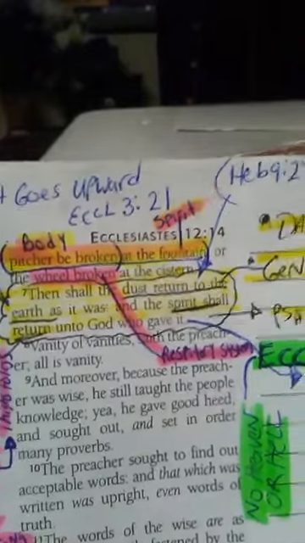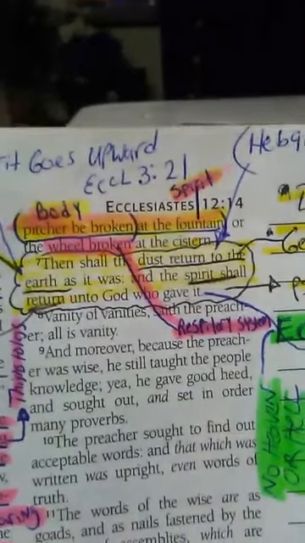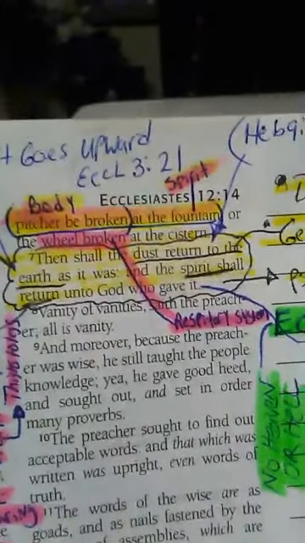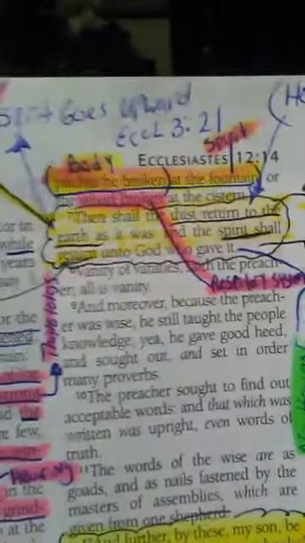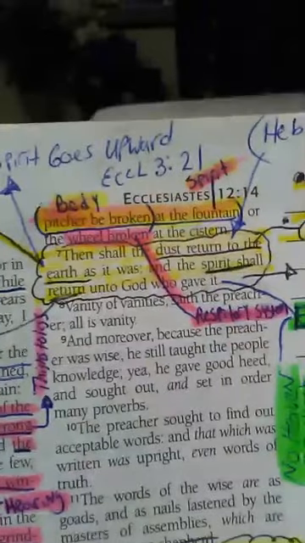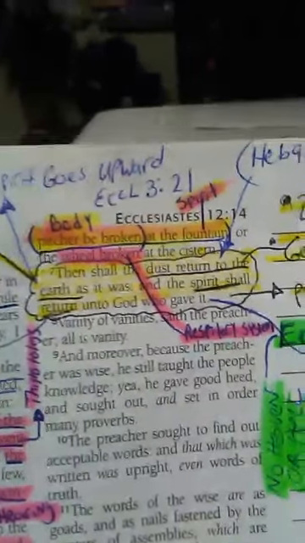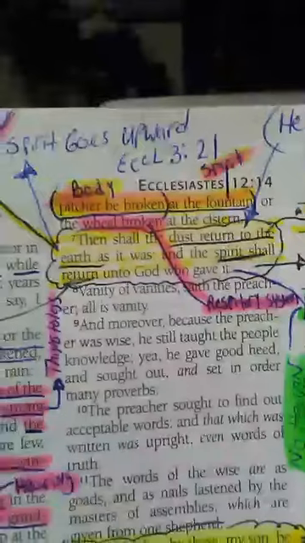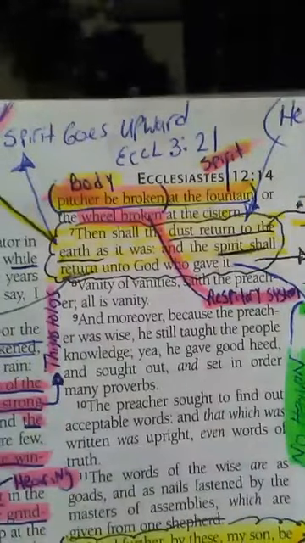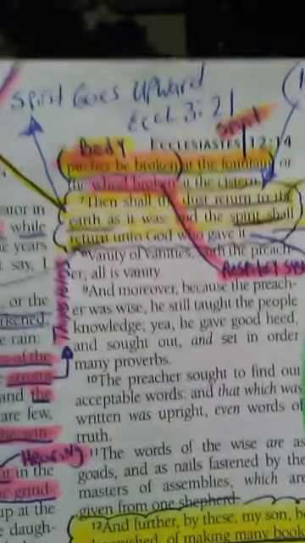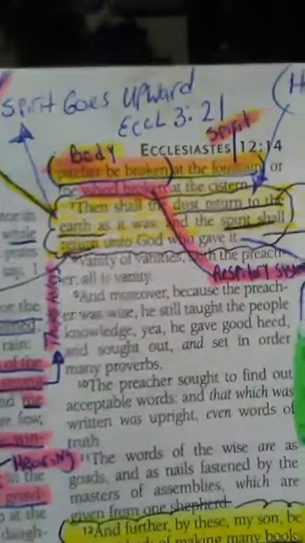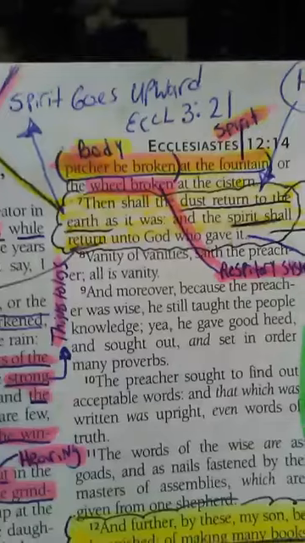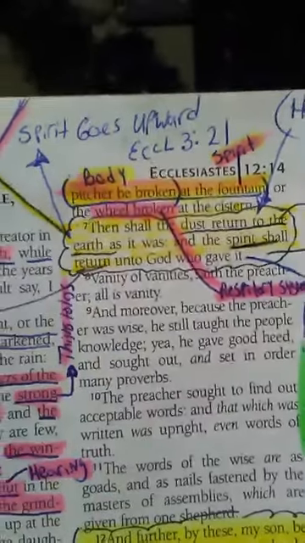The wheel represents the respiratory system, the circulation of breath, at the cistern. After all this happened, after the silver cord be loosed, after the golden bowl be broken, after the pitcher be broken, after the wheel be broken, which is the respiratory system, verse 7 says, then shall the dust return to the earth as it was, and the spirit shall return unto God who gave it. So the spirit shall return back to the gods. So after this is over with, the spirit is going back to the etheric gods.